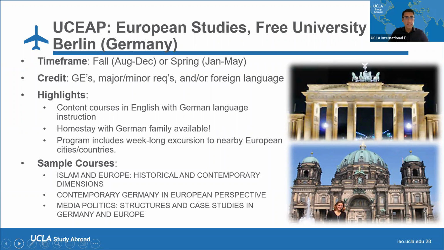One of them is in Germany. Courses are taught in English. It's in Berlin at the Free University in Berlin. And this one, if you like, you can live with German host families. There's also a couple of excursions to nearby European cities and countries. And as you can see here on the sample courses, there are some really interesting courses that you can take, from Islam to Europe, contemporary Germany, and on the European perspective, media politics. So some very interesting programs and interesting courses to choose from.